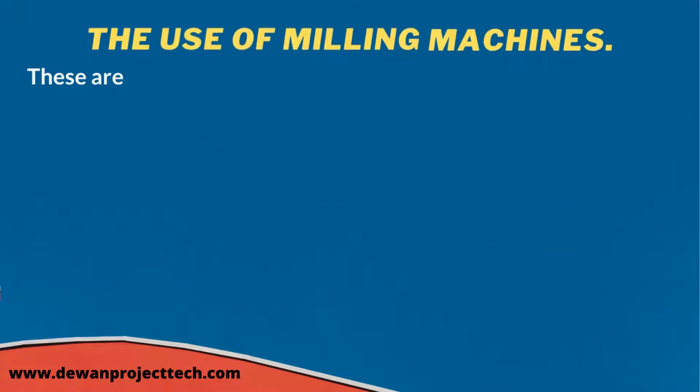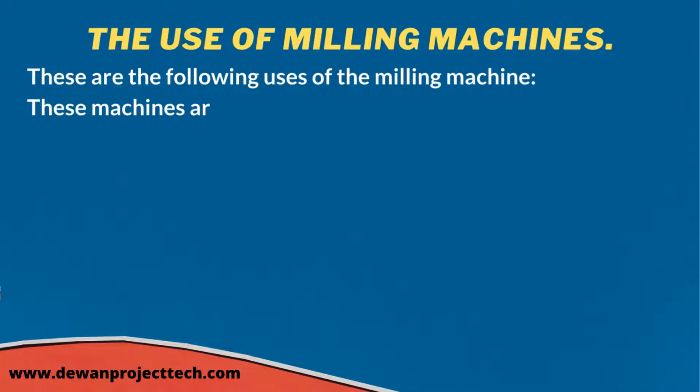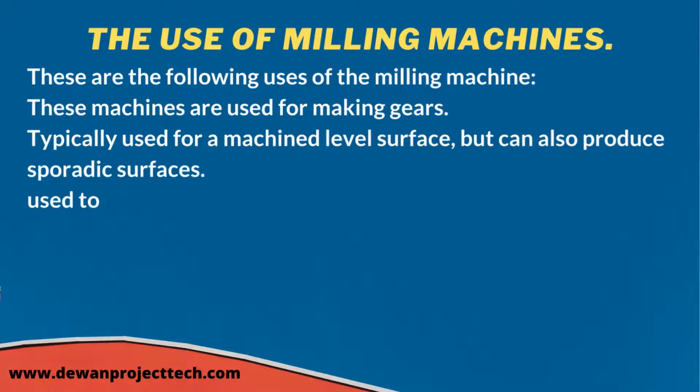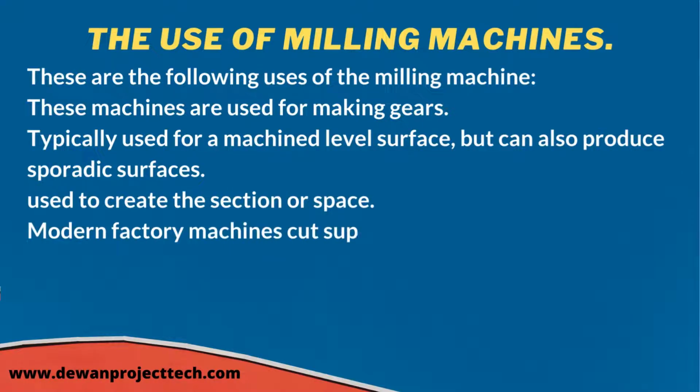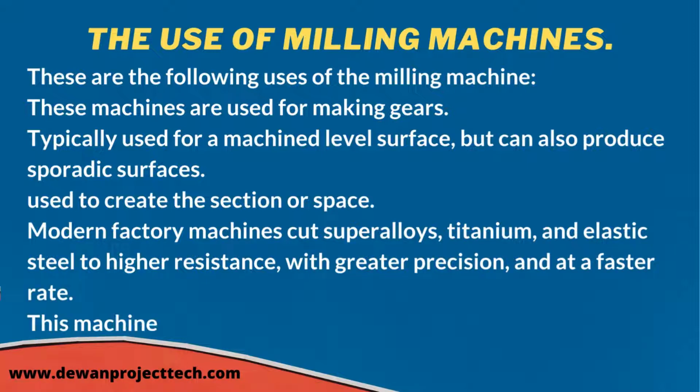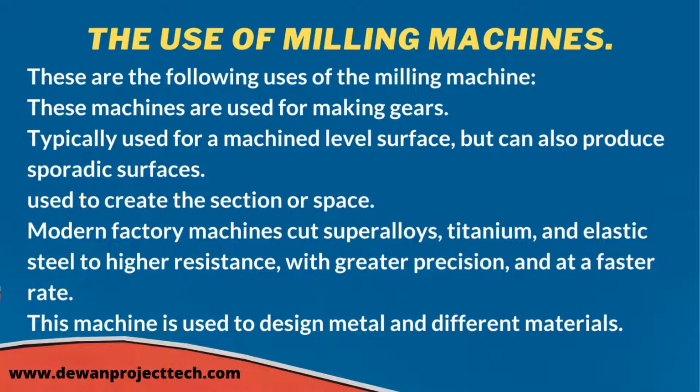The use of milling machines. These are the following uses of the milling machine. These machines are used for making gears, typically used for a machined level surface, but can also produce irregular surfaces, used to create the section or space. Modern milling machines cut superalloys, titanium, and hardened steel to higher resistance, with greater precision, and at a faster rate. This machine is used to shape metal and different materials.